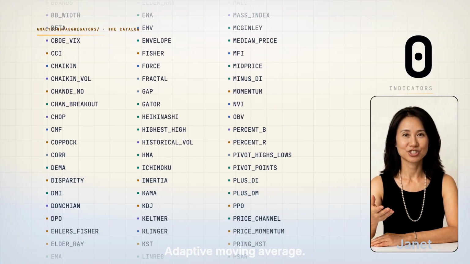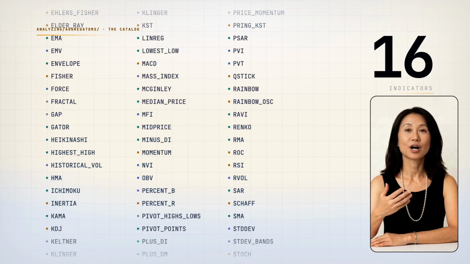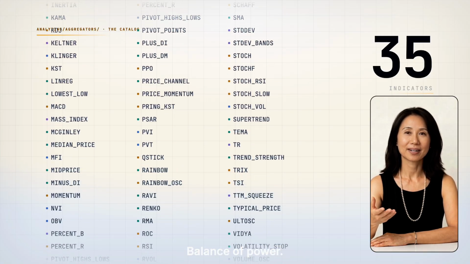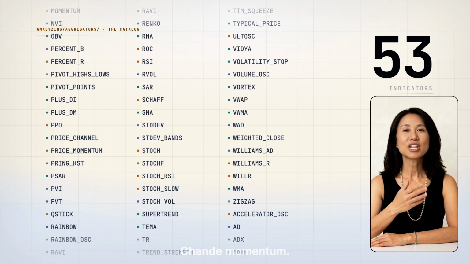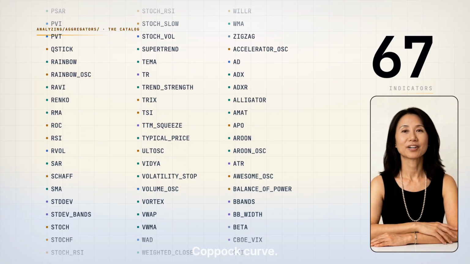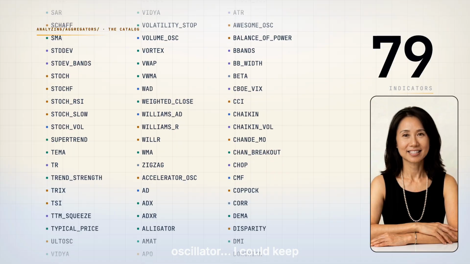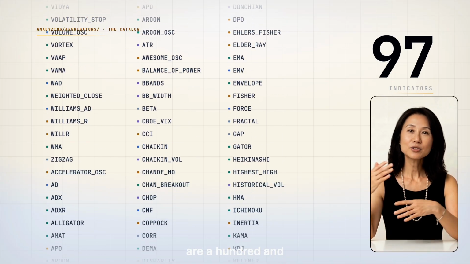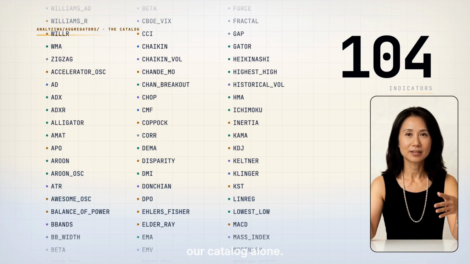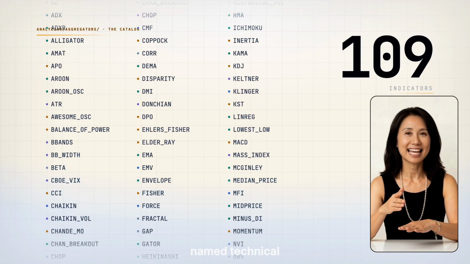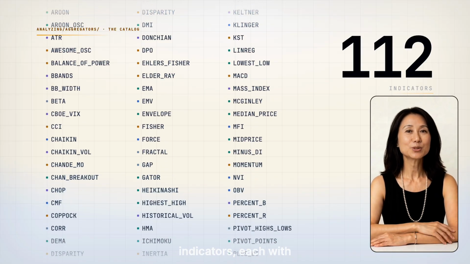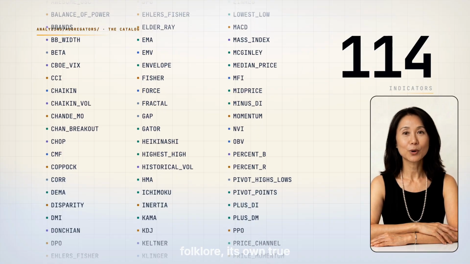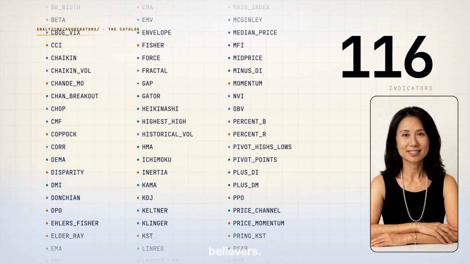Adaptive moving average, accelerator oscillator, Aroon, balance of power, Chaikin money flow, Chande momentum, Coppock curve, detrended price oscillator. I could keep going. In fact, I will. There are 117 of these in our catalog alone. 117 named technical indicators, each with its own formula, its own folklore, its own true believers.